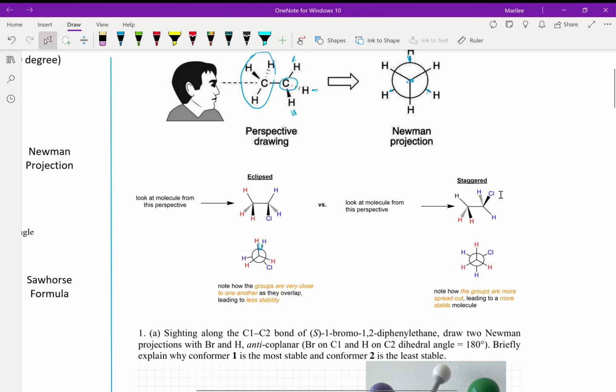And then on this side, if you look at the staggered, you see how this hydrogen and the chlorine that are coming towards us, but it is kinked. It is rotated around this carbon atom, so it's rotated. So that's how we view this Newman projection. They're more spread out, and because they're more spread out, they're more stable. So when we have clusters together, our molecule is not going to be stable.